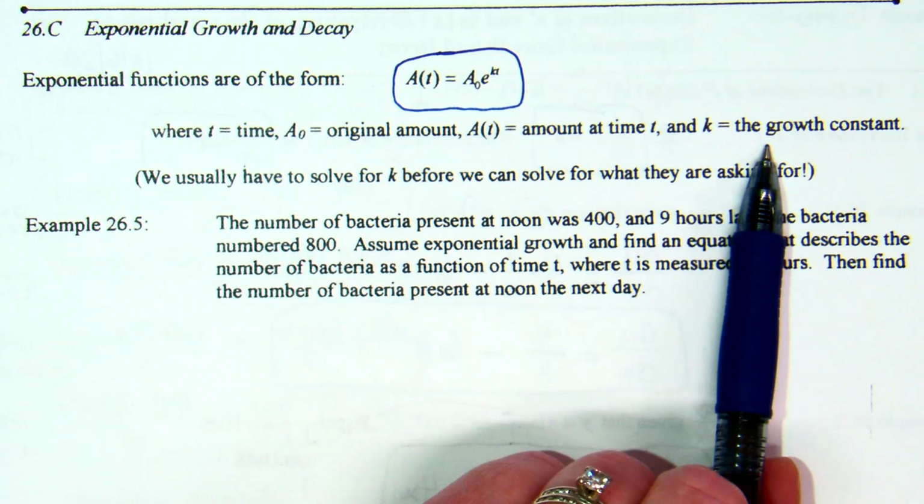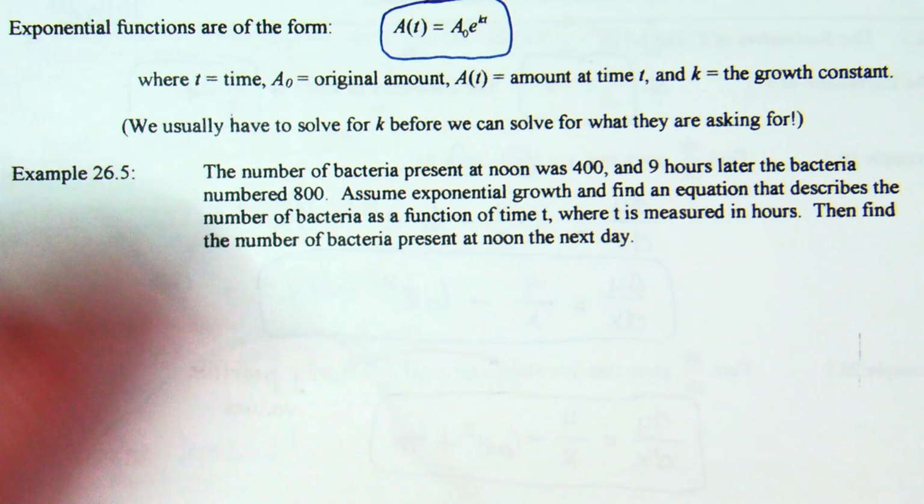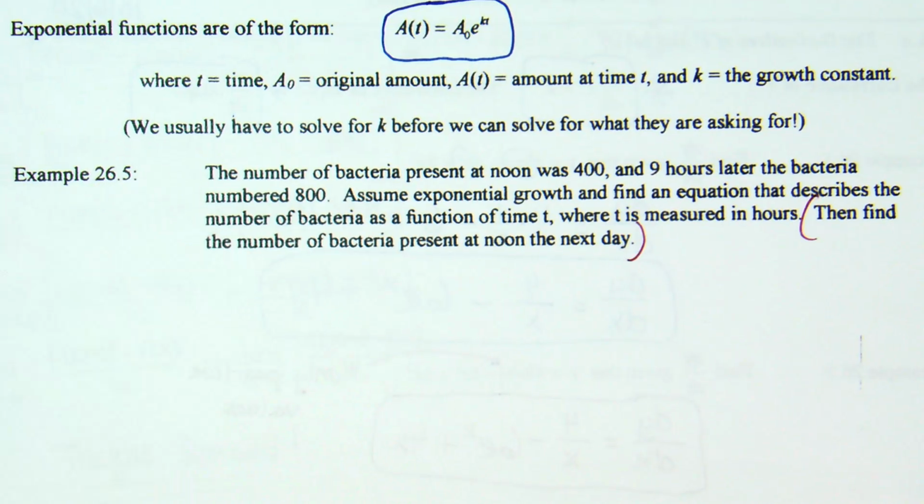The number of bacteria present at noon was 400. 9 hours later, the bacteria numbered 800. Assuming exponential growth, find an equation that describes the number of bacteria as a function of time t, where t is measured in hours. Then find the number of bacteria present at noon the next day. So, that last sentence there, forget it for right now. Okay? We've got to worry about first finding an equation.